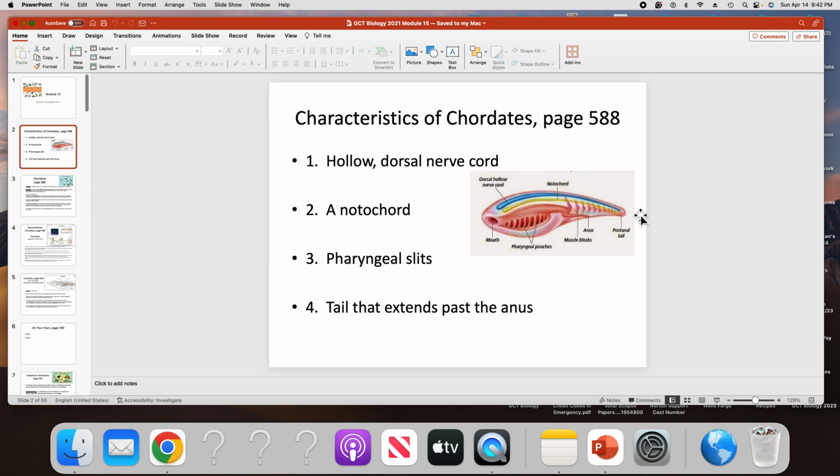So you remember from the previous 2 modules that the dorsal part of the organism is sort of like the top of it, and you can see here in blue is represented this dorsal hollow nerve cord, and then underneath it in the yellow you see what's called a notochord. We're going to be discussing what that is in just a moment. And then you see pharyngeal slits or pouches. And then finally here in the posterior end, you see a tail that extends past the anus.